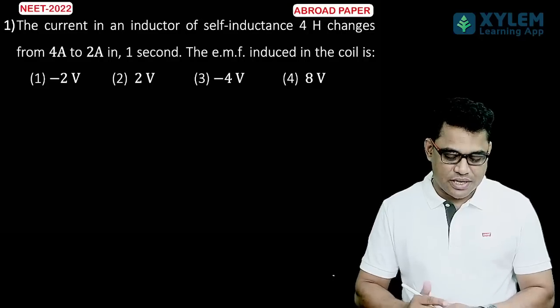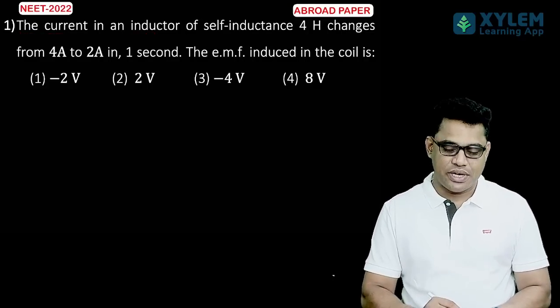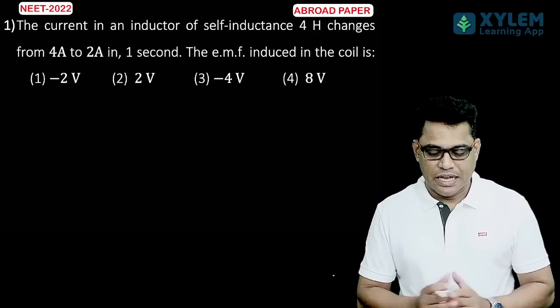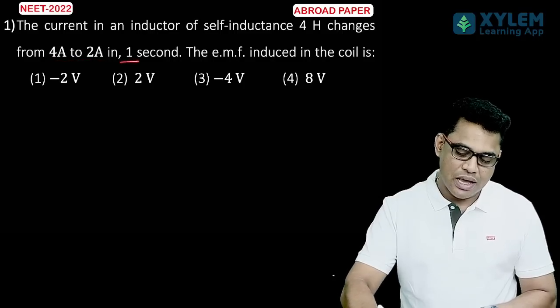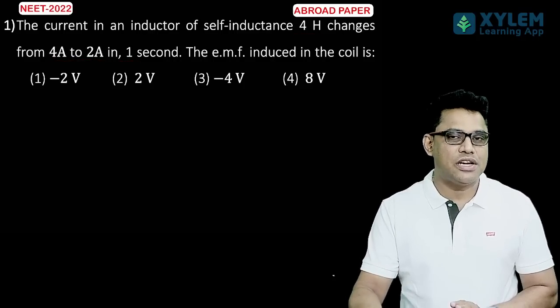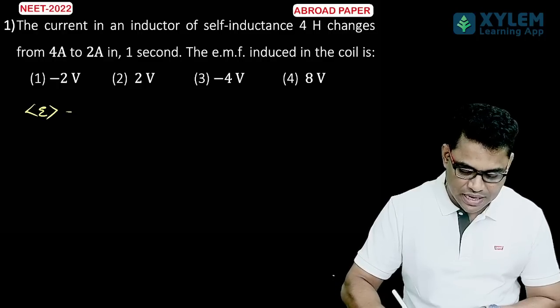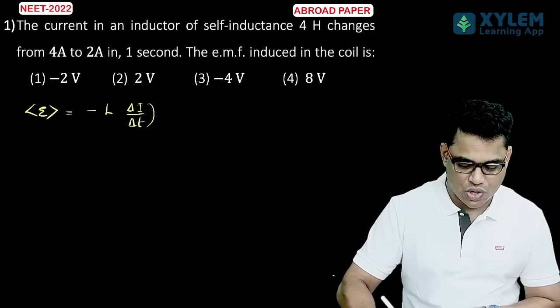Look at the first question. The current in an inductor of self-inductance 4 Henry changes from 4 ampere to 2 ampere in 1 second. The EMF induced in the coil. We have change in current, we have time taken, and self-inductance also has been given to us. Therefore, average induced EMF can be written as minus L delta I divided by delta T. This equation is known to you.